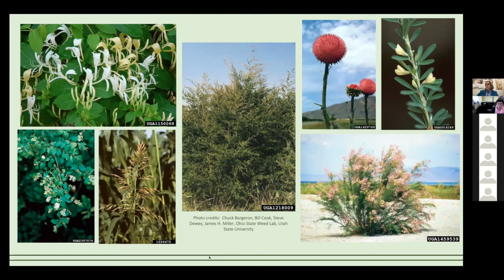This slide shows some of the things. Most everyone is probably familiar with these. We've got Japanese honeysuckle, musk thistle, sericea, salt cedar, Johnson grass, Chinese privet, and of course the eastern red cedar I just mentioned.